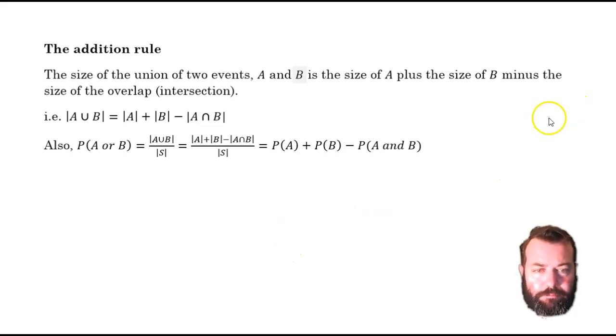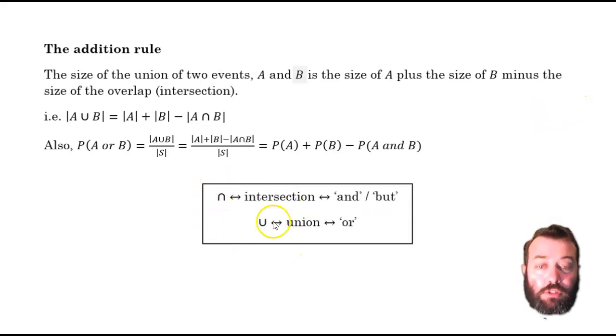Just to remind again, this symbol here represents the intersection and is associated with the words and, but. This symbol here represents the union of two sets, and that's associated with the word or.